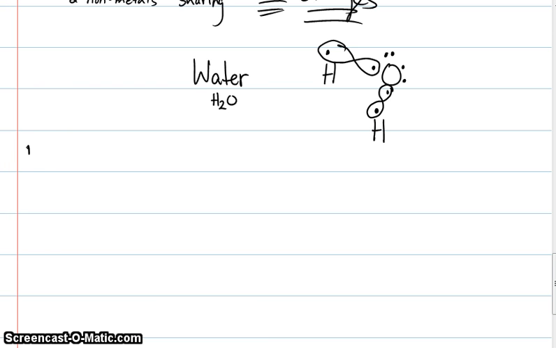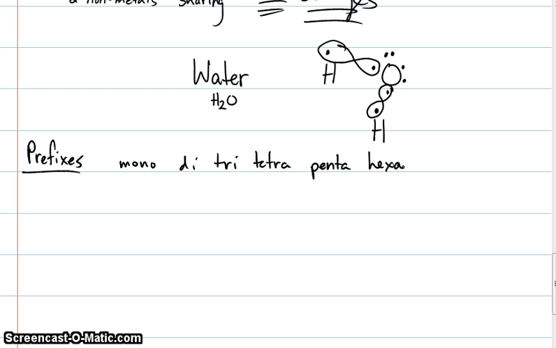All right, let's talk a little bit about the nomenclature now. The first thing you know is that prefixes are everything. So make sure you know your prefixes. I'm going to do them in order: mono, di, tri, tetra, penta, hexa, hepta, octa, nona, and deca. That's 1, 2, 3, 4, 5, 6, 7, 8, 9, 10. So memorize those prefixes yesterday. Like you should have already done it.